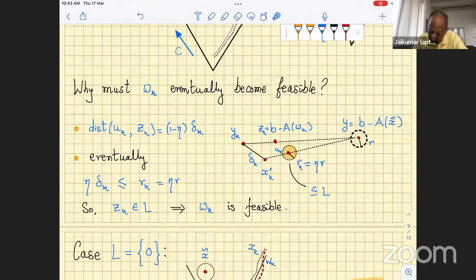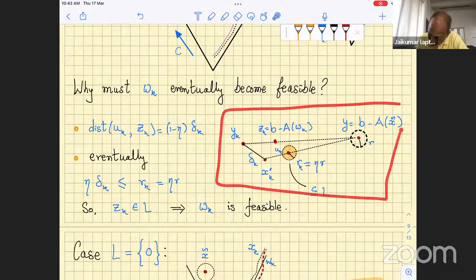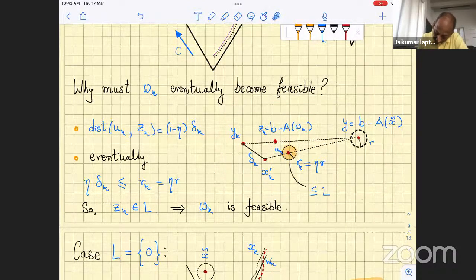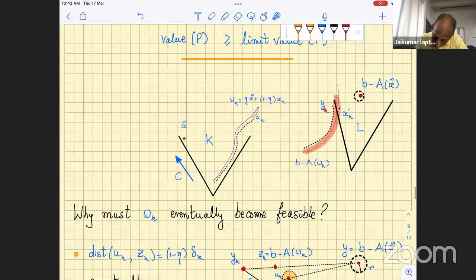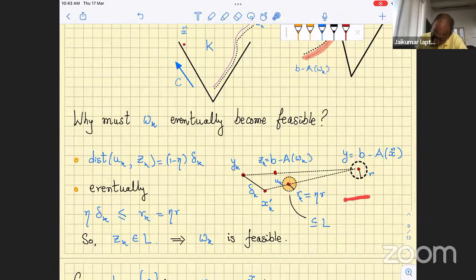So let us see. This is a picture, and I'm focusing only on the right hand side. This was the point around which a ball was available. These YKs were the images here, images of the black lines which were kind of outside the cone. I have not even drawn the cone here. Just these were the tracking points for these YK. So eventually the distance delta K between the tracking point and YK is going to become arbitrarily small. By making K large, this distance can be made arbitrarily small. Okay, keep that in mind.